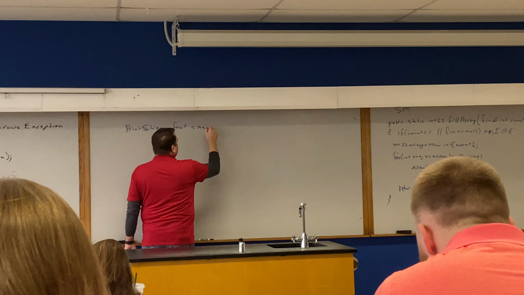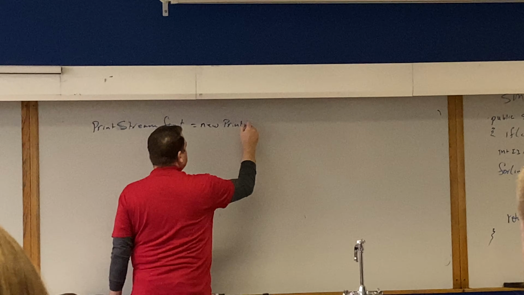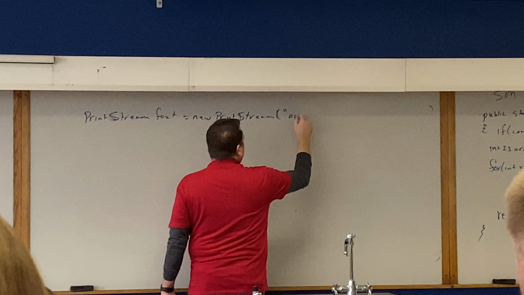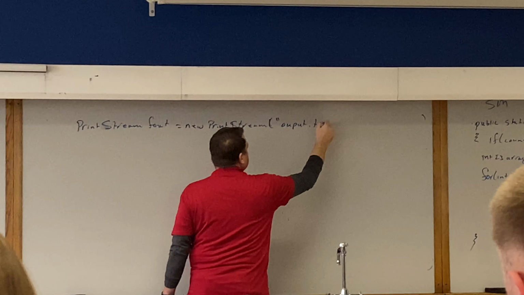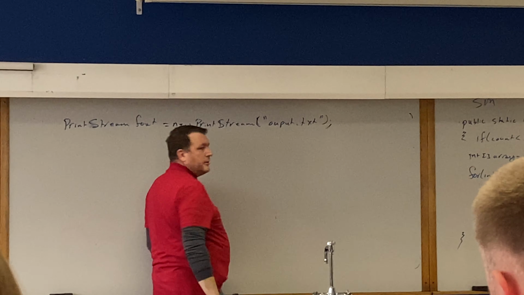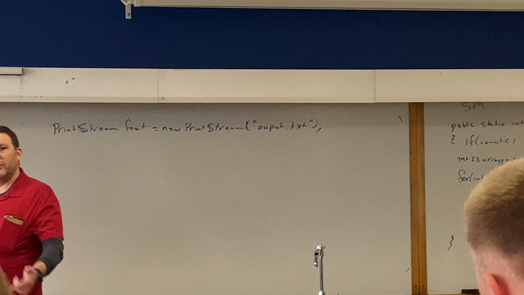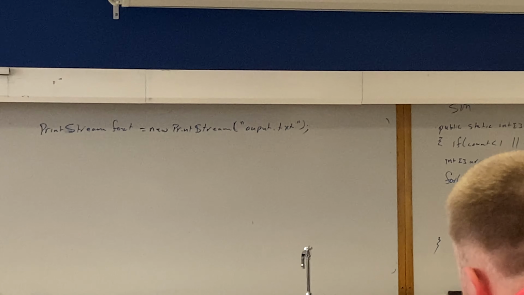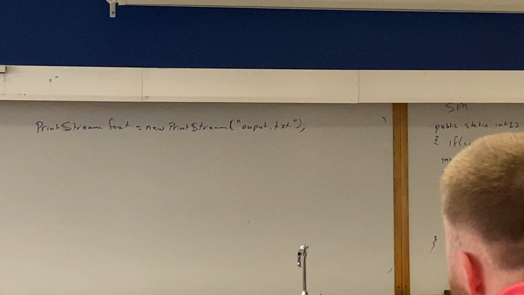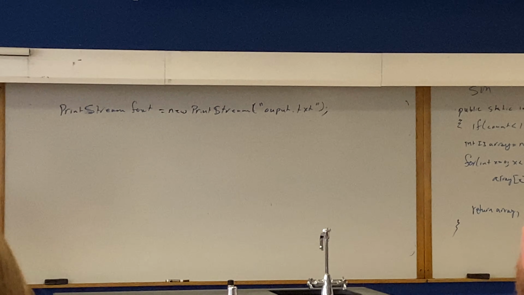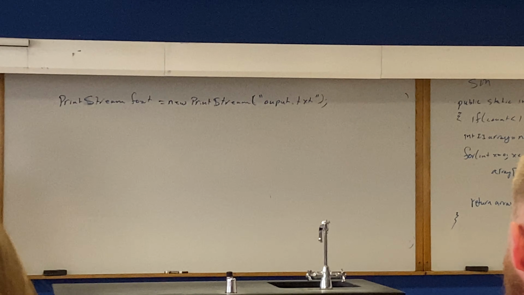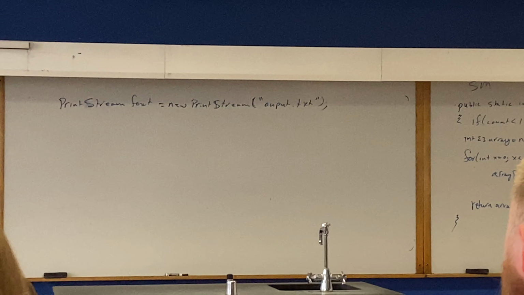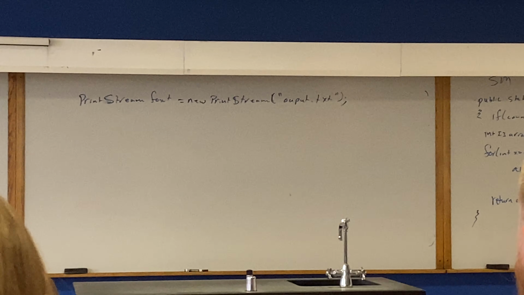Its new print stream, output.txt. That's the name of the file it's going to create. This is in main, right here, but I ran out of room. So that just created a print stream object for me that I can use to write to the file. This will create a file of whatever you named your file.